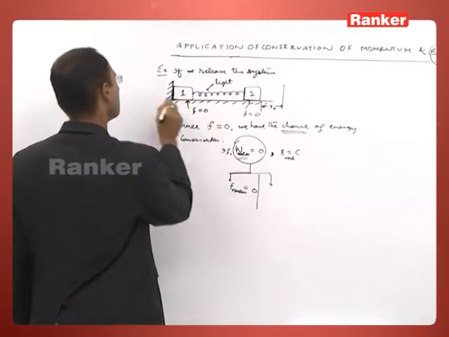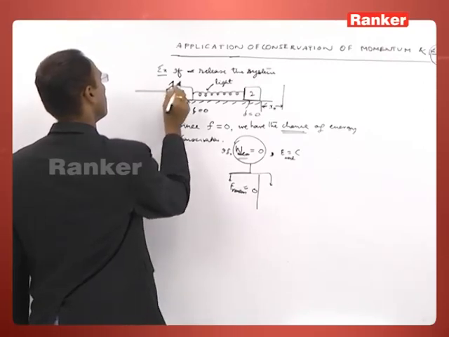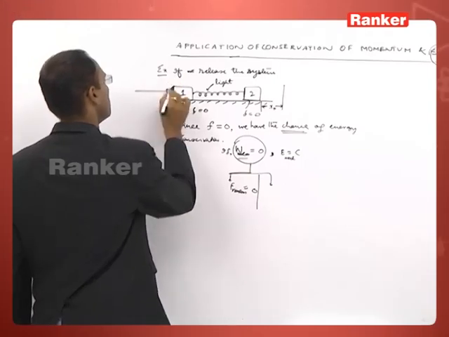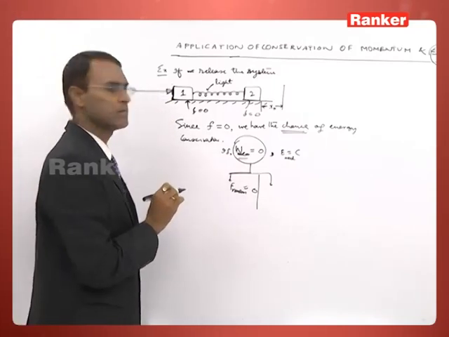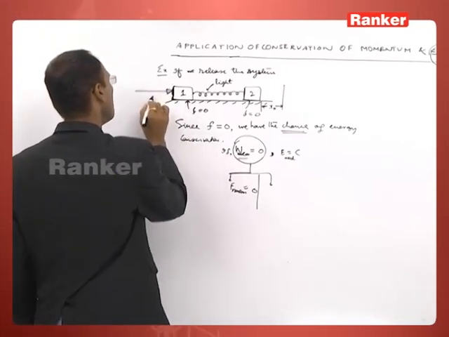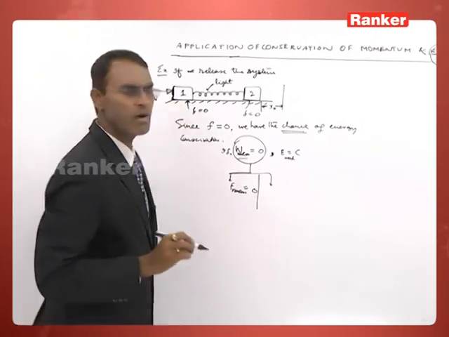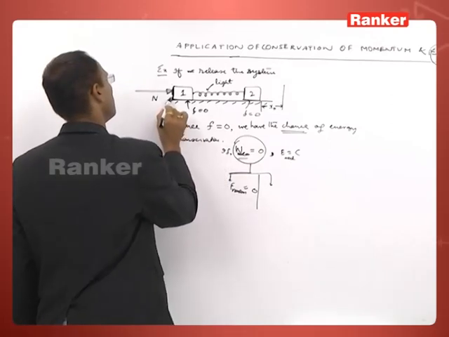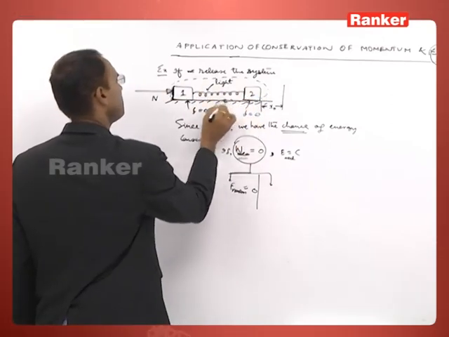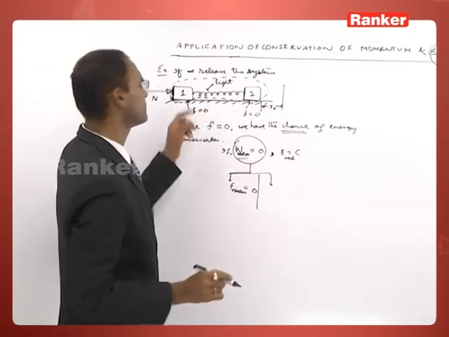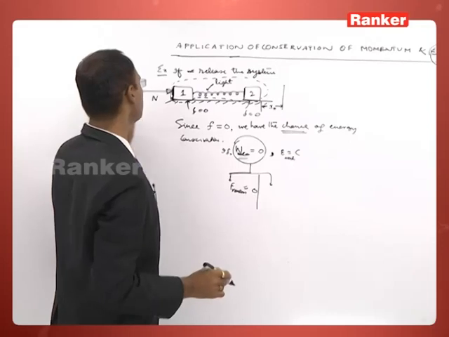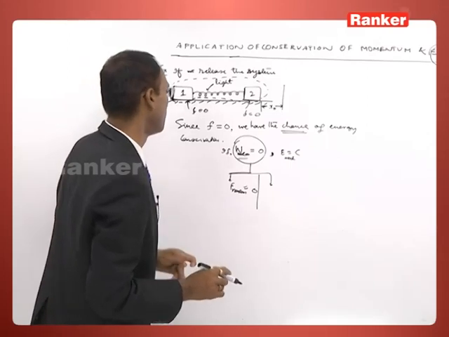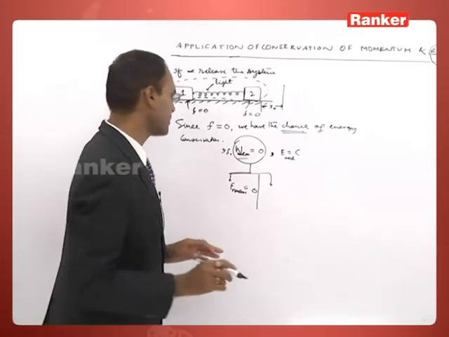If you draw the FBD, somebody is pushing the block 1, that somebody is none other than the vertical wall. This vertical wall pushes the block number 1 with some force, let it be N. Therefore, if you take this as the system of two particles, the system experiences a net force from outside. Therefore, we cannot conserve the linear momentum of the system.